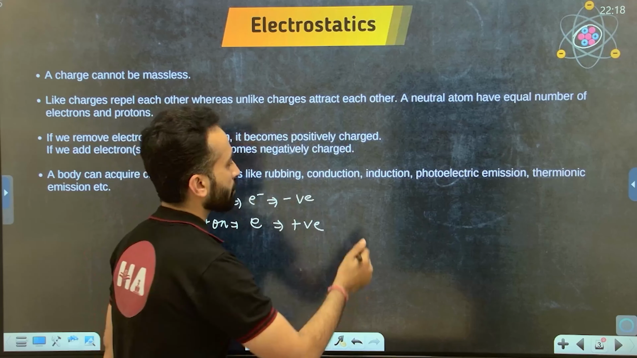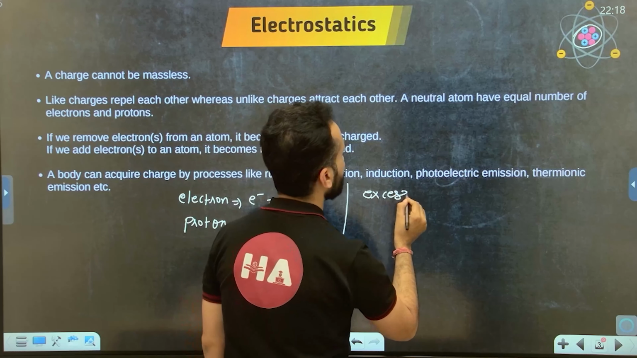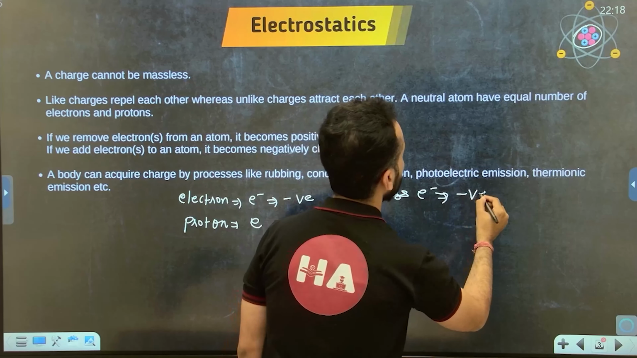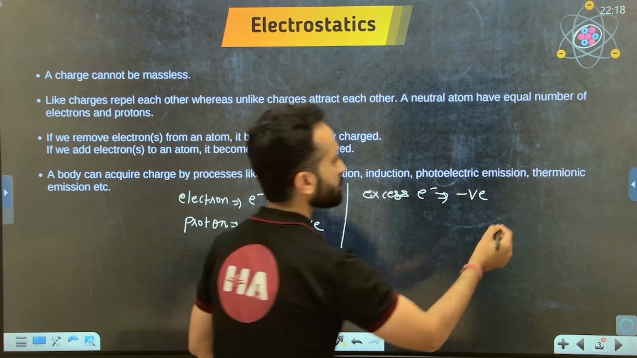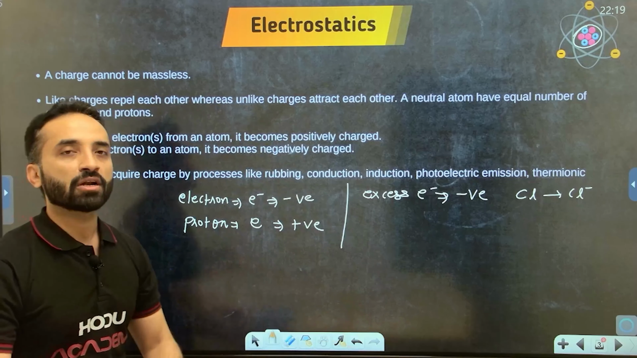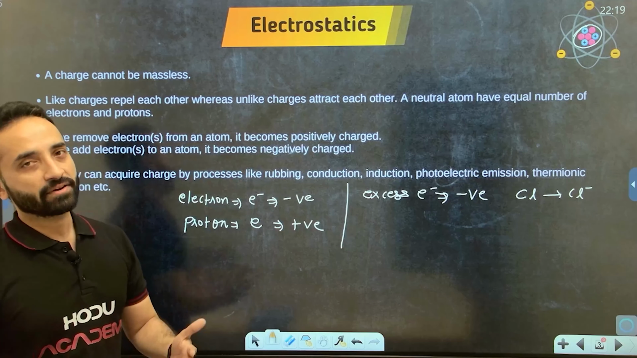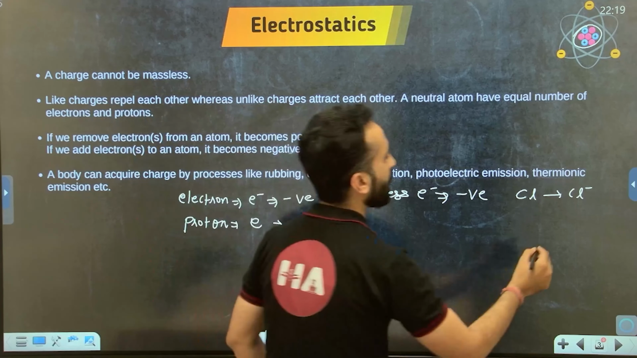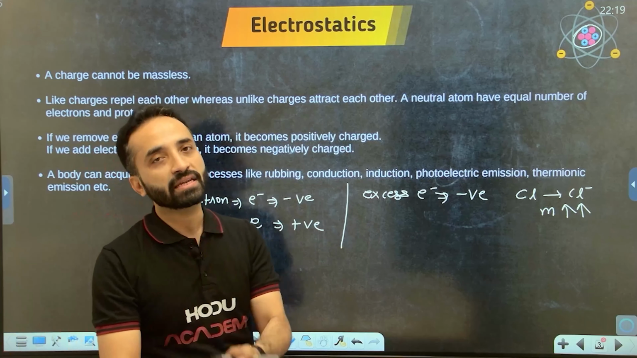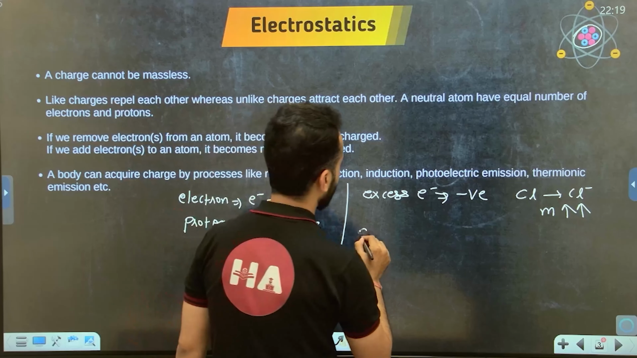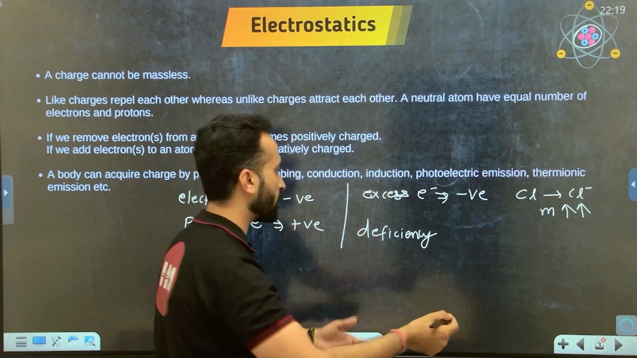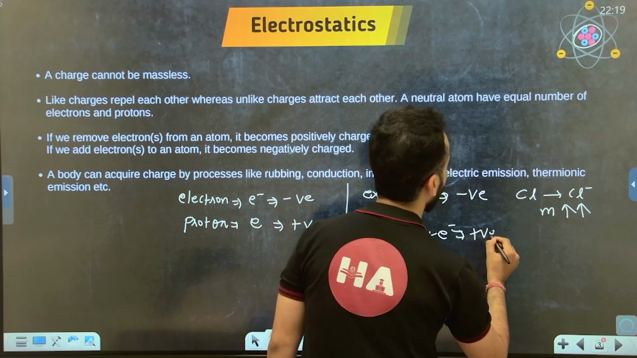Okay, so very quickly, if we have excess electrons, if we add electrons, then the body will be said to acquire negative charge, just like chlorine minus, right? If we add an electron to chlorine, you understand this is called an anion, then it's going to be a negatively charged body. And can we also say that mass will slightly increase, even though slightly, but it will increase, right? And what if there is a deficiency of electrons, if we remove electrons from a body, from an atom or whatever it is, then it will acquire positive charge.